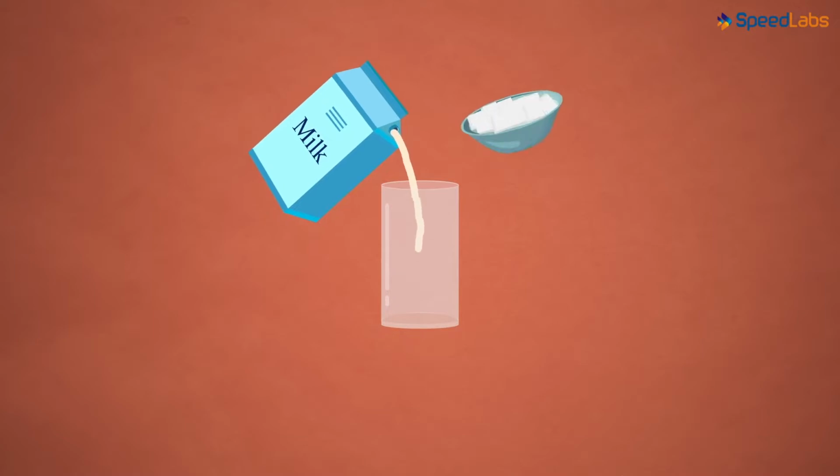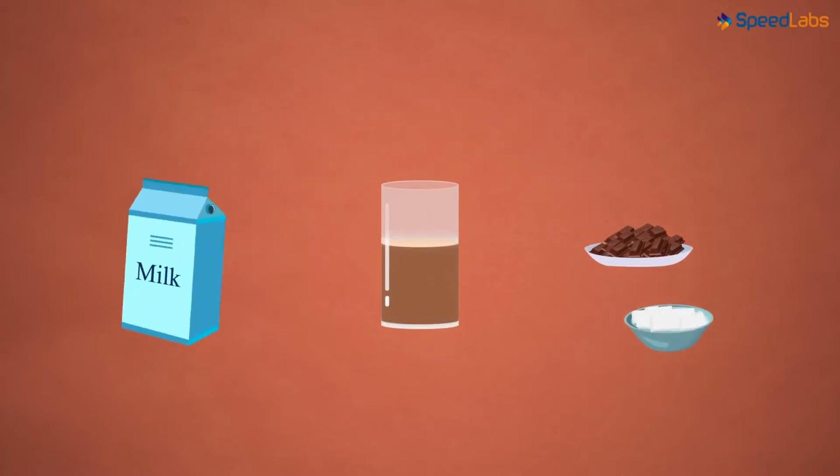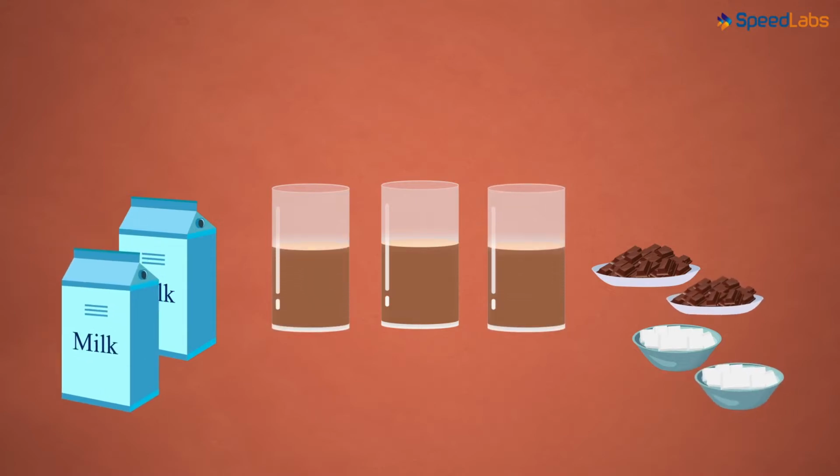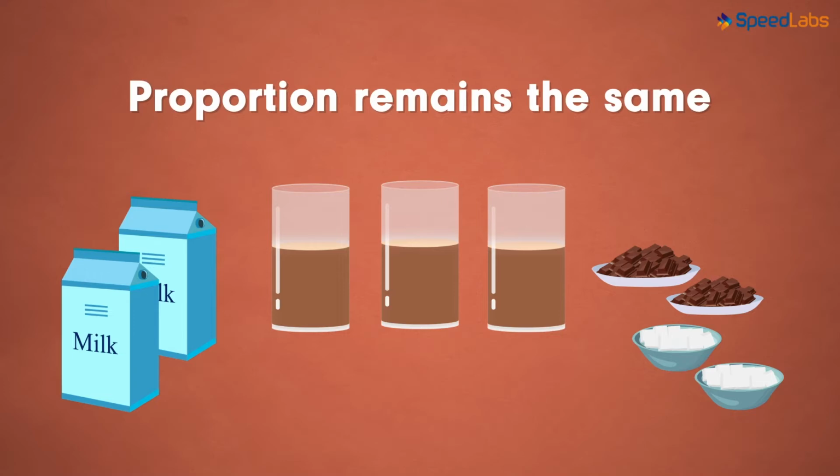If we plan to make chocolate milk for our family, then we will add ingredients like milk, sugar and chocolate in a proportionate amount, right? Now what if we have guests at home? We will simply have to double or triple the amount of individual ingredients. Simple, isn't it? It means that for a particular recipe, the proportion of inputs will almost always remain the same.